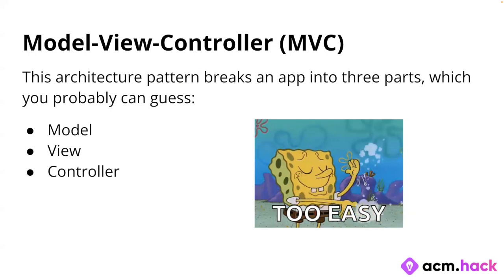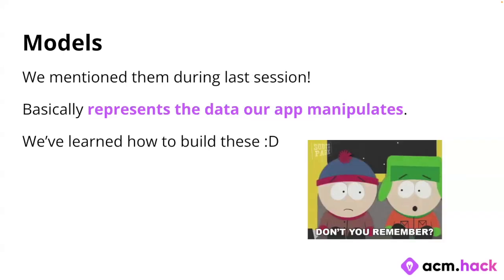So you probably can guess that this pattern breaks into three parts, basically the model, view, and controller. I didn't even set up an interaction activity over there just because I thought it was too straightforward. The models, we mentioned them last session. So last time I said that models are this kind of abstract set of rules that our data in a database will conform to. But here it's more general. It does not only represent the abstract rules themselves, but also represents the actual data. So basically it represents the data our app manipulates, and we've learned how to build these from last session.